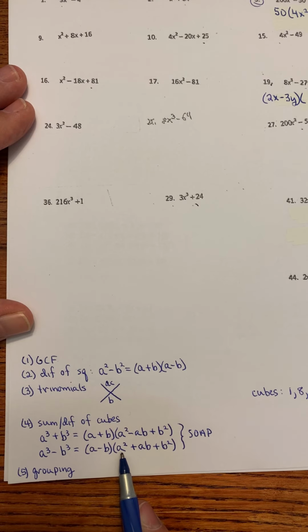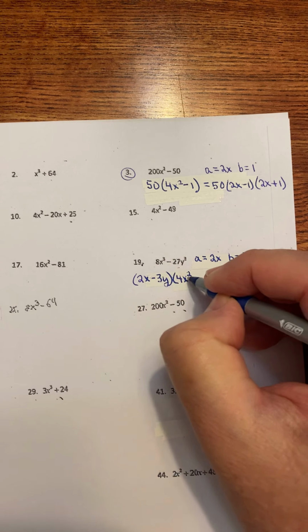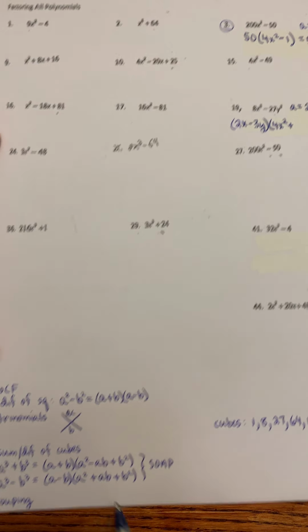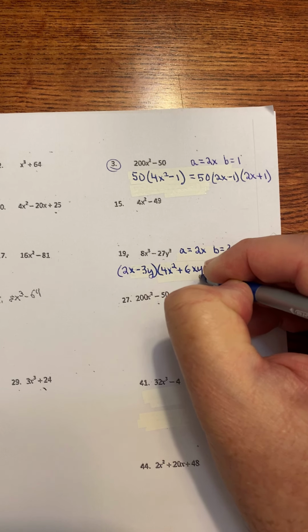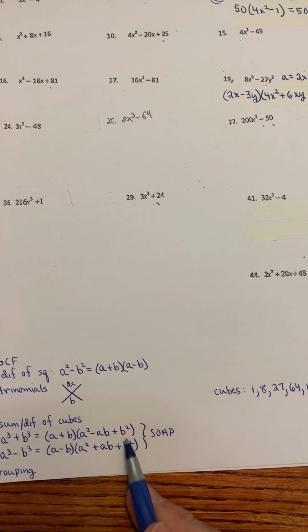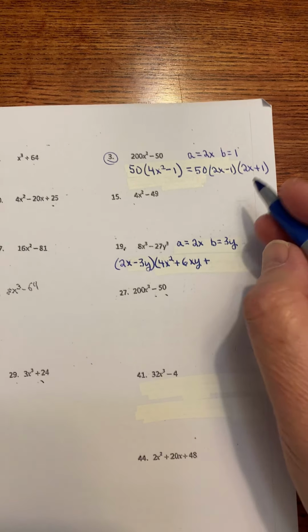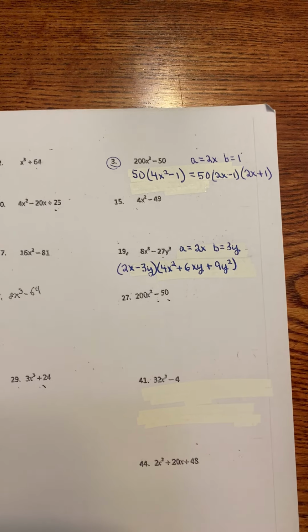Then it says take A and square it. If you square 2x, 2x times 2x is 4x squared. Remember your SOAP, same, opposite, always positive. The next term would be A times B. 2x times 3y would be 6xy. Always positive, that last term. And the last term is just b squared. Notice it's b squared for both of them. Always plus b squared. This is always a times b. This is always a squared. Just need to focus on those signs. So b squared, 3 times 3 is 9. Y times y is y squared.